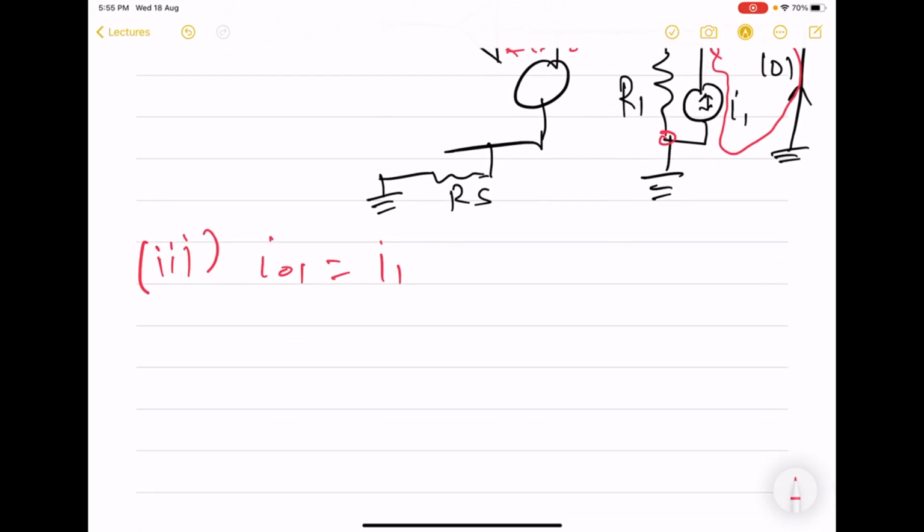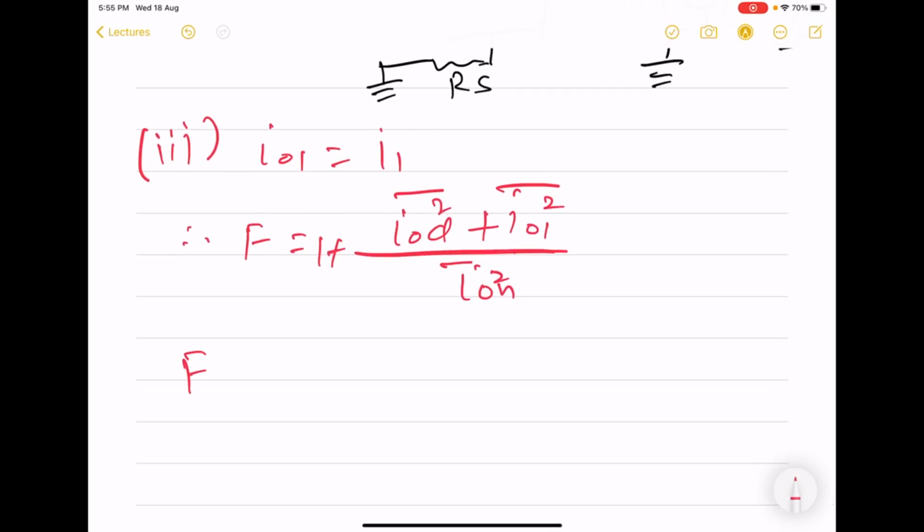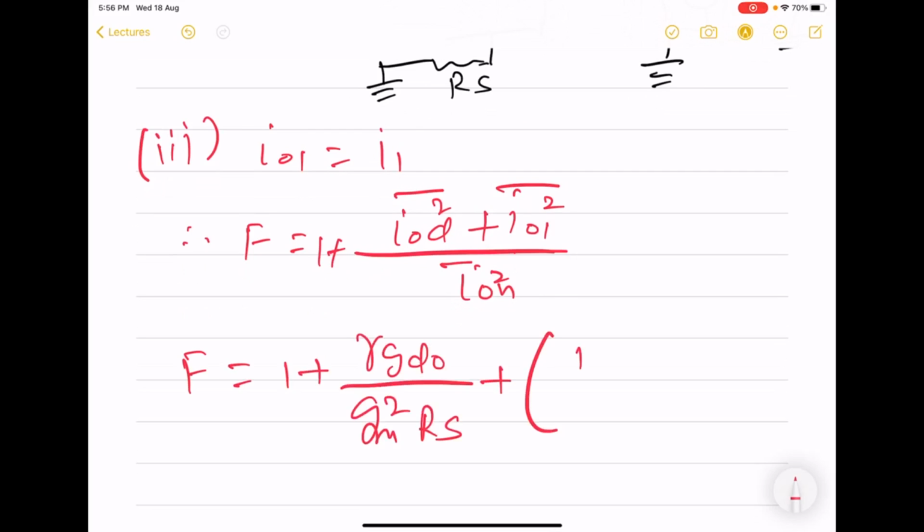So the noise factor F therefore remains 1 plus IOD mean square plus IO1 mean square, divided by ION mean square. And this we have already derived: gamma GD0 by Gm square RS plus 1 by Gm plus RS, 1 by RS R1.